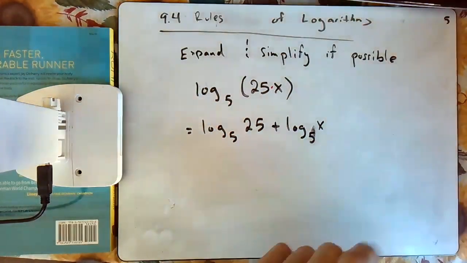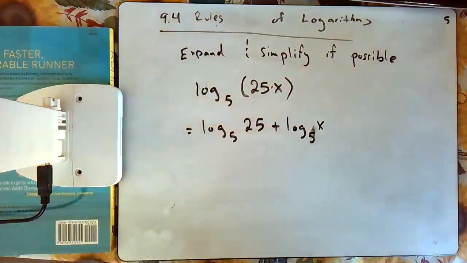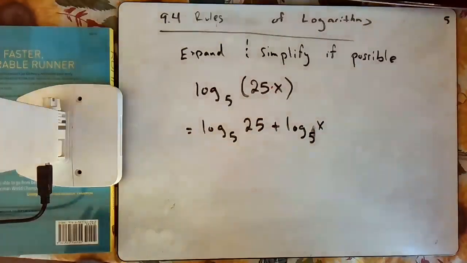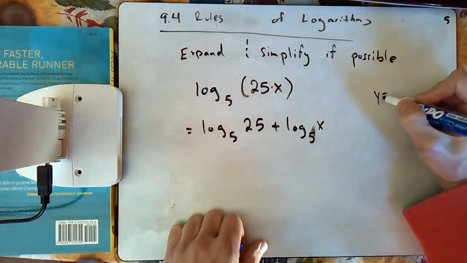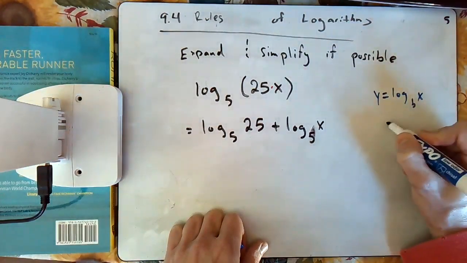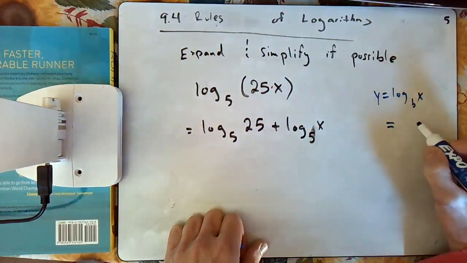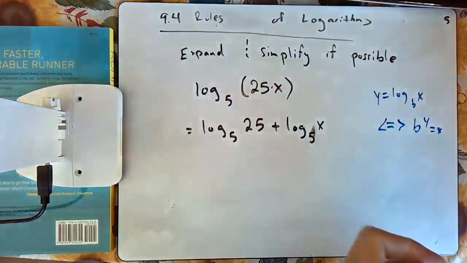So log base 5 of 25, can we simplify that any further? Well, how can we do that? Remember from 9.3, hopefully you've gone over that. Remember, we have this right here: y equals log base b of x. That was equal to b to the y equals x, right? That was an equivalent expression.